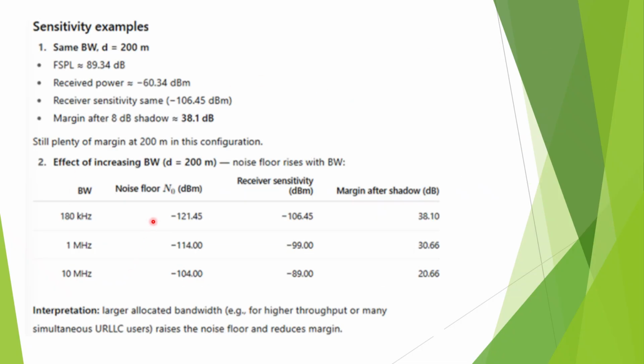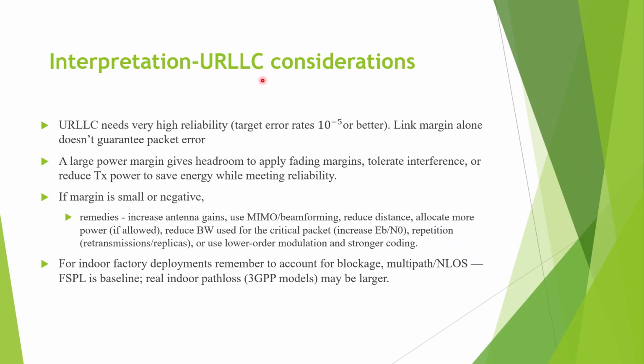So what kind of interpretation can we get? Larger allocated bandwidth raises the noise floor and reduces the noise margin. This is the observation we have from the previous one. And the interpretation for the URLLC consideration: URLLC needs very high reliability, so link margin alone doesn't guarantee the packet error rate. And what is the next interpretation? Large power margin gives headroom to apply the fading margin, tolerate interference, or reduce the transmitter power to save energy while meeting the reliability.